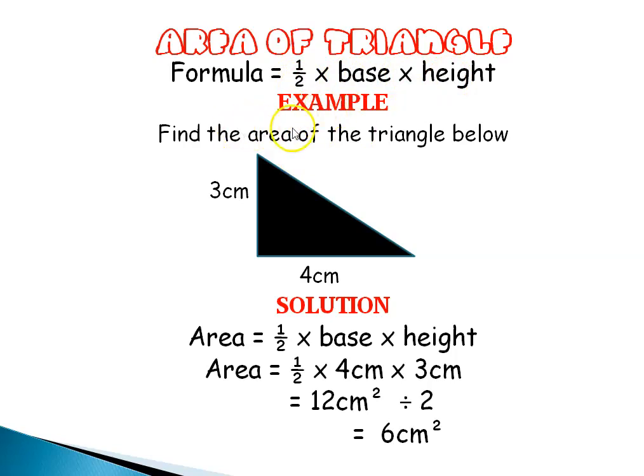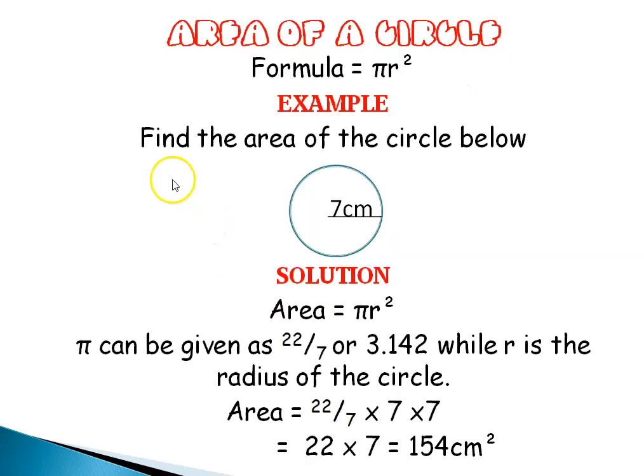The example says, find the area of the triangle below. Can you see the triangle? This is the height, 3 centimeter, and this is the base, 4 centimeter. Now let's calculate. Area is 1 over 2 times base times height. So 1 over 2 times 4 centimeter times 3 centimeter. 4 centimeter times 3 centimeter is 12 centimeter square. Then you divide by 2, and that will give us 6 centimeter square. Is that taken? Good.